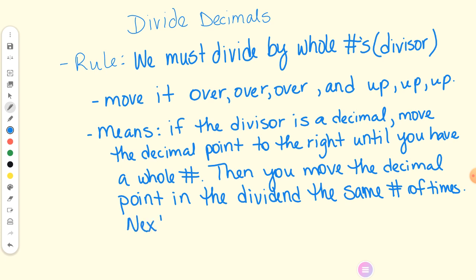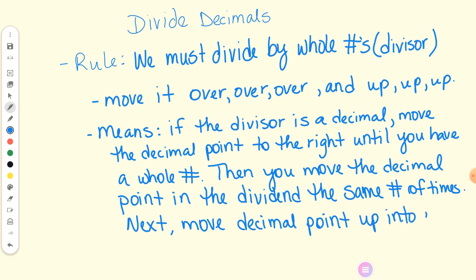Next, I know this is a lot to write, but you have something to look back on. Move decimal point up into answer and divide. And really, this isn't a whole lot of work, but I'm putting it into words so that you have something to go by, and because you'll do part of it. You will move it over on one of them, but you won't move it over on both of them. We'll talk about why it's important to do both in just a second.